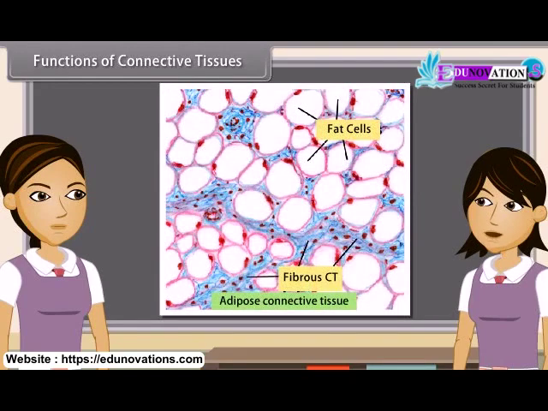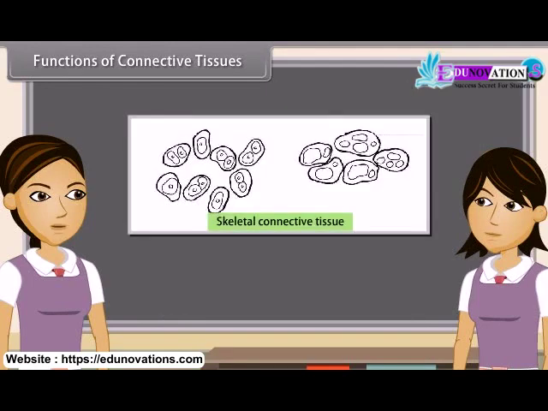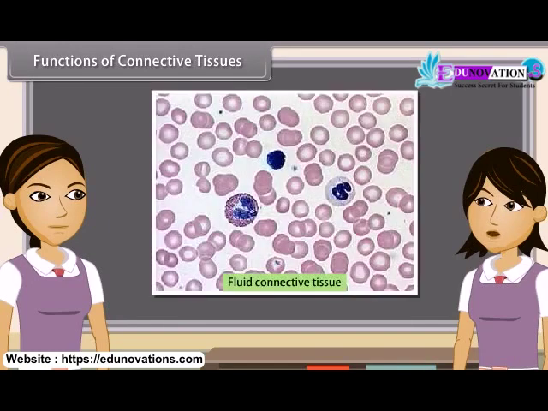Adipose connective tissue stores fat, gives shape to limbs and the body, keeps the visceral organs in proper position, acts as shock-absorbing cushions around kidneys and eyeballs, and also acts as an insulator. Skeletal connective tissue forms endoskeleton, provides flexibility and support to the body parts, protects vital organs, stores calcium and phosphate. Fluid connective tissue transports nutrients, hormones and vitamins to the tissues of the whole body, and excretory products from the tissue of the whole body to the liver and kidney.